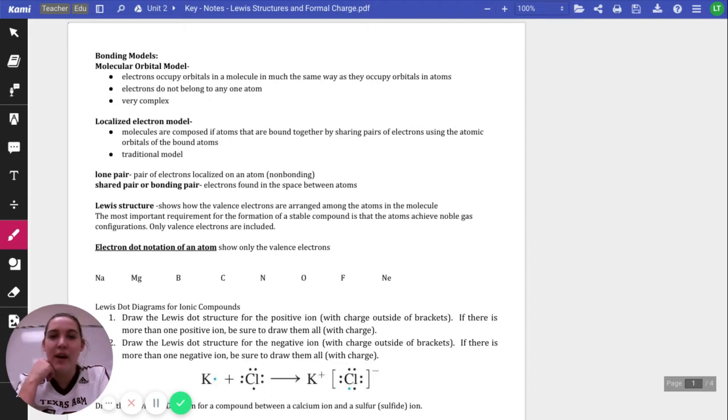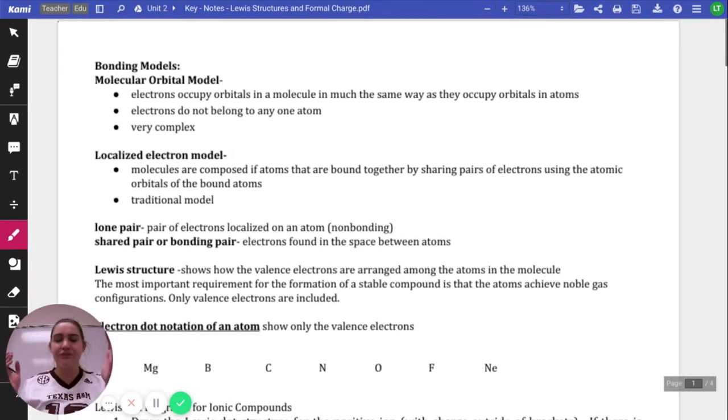In this first video of today, we are going to go over how to draw Lewis structures. I would highly recommend a periodic table if you don't have one right now. You're going to need it to figure out how many valence electrons different elements have. If you don't have a periodic table, make sure you grab one. Okay, so let's hop on in.